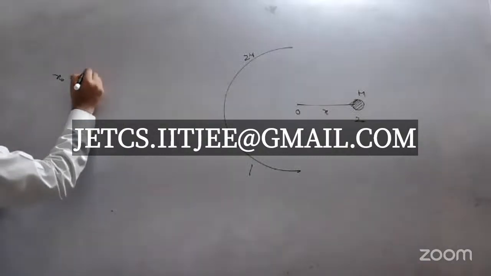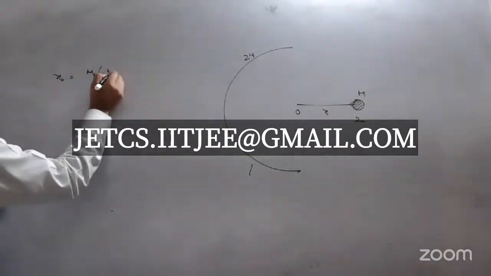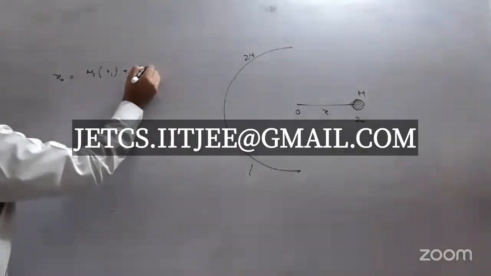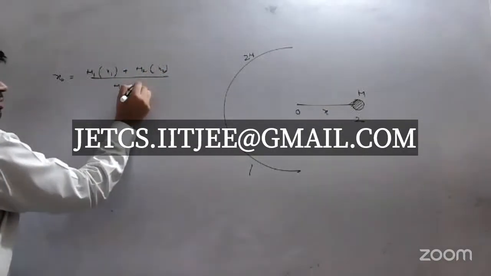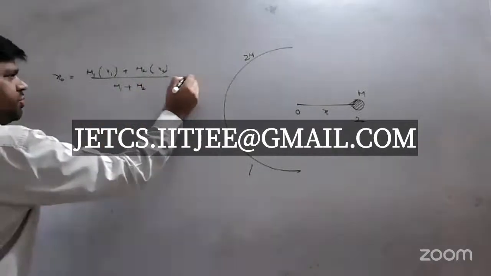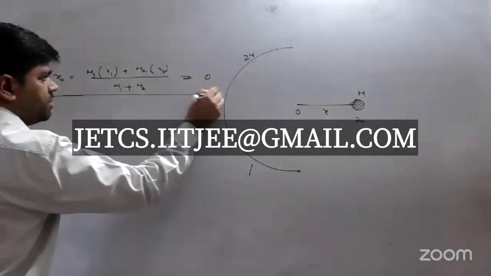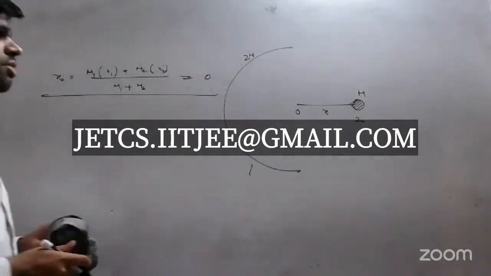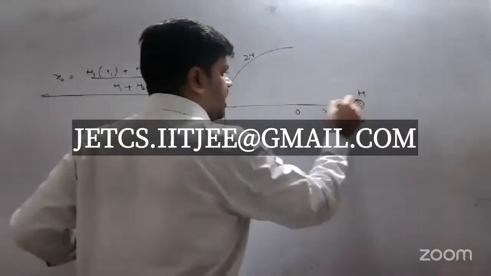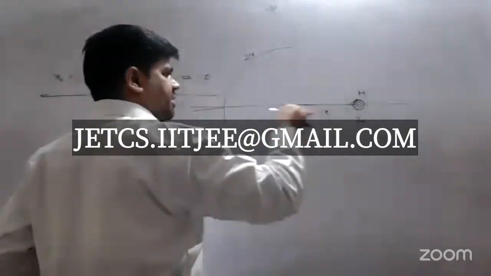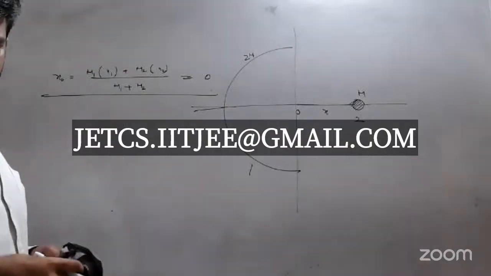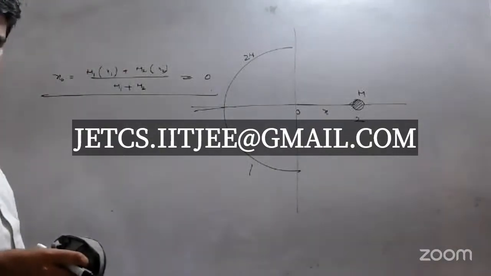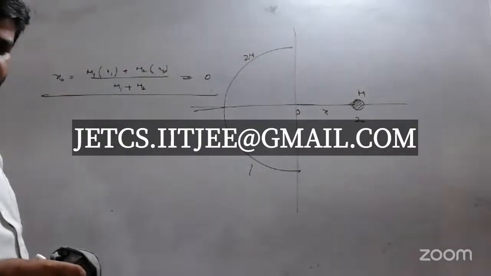x0 is equal to m1 x1 plus m2 x2 by m1 plus m2. Now this should be equal to 0. That's it. The y coordinate is anyway 0. If I take my x-axis to be along this line, my x coordinate should also be 0. It should lie at the origin. The y coordinate is anyway 0 by symmetry, because it lies along the line of symmetry.